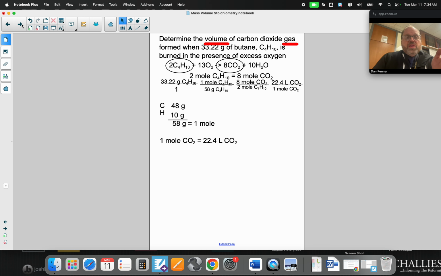Multiply it all out: 33.22 times 8 times 22.4, divided by 58, divided by 2. How many sig figs? I get 4. The answer is 51.32 liters of CO2. That's my answer. Let's try going the other way.